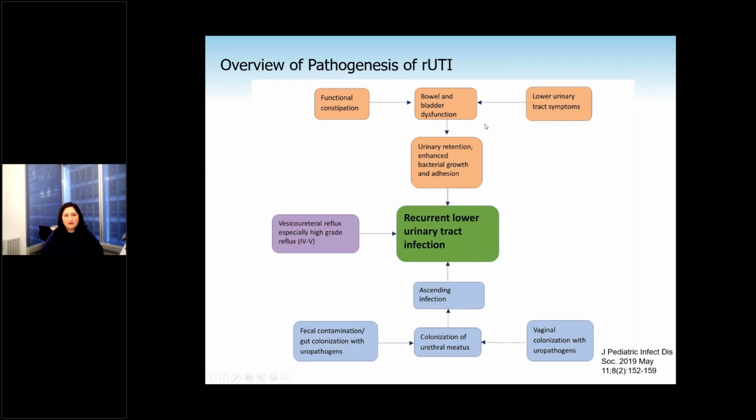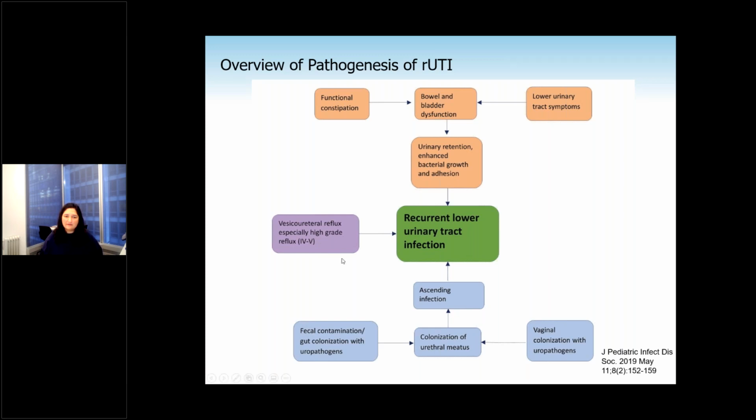You can have bowel and bladder dysfunction that might be because of either functional constipation or lower urinary tract symptoms, which are basically like burning or children who are not emptying their bladder appropriately. When there is urinary retention because of bowel and bladder dysfunction, that enhances the bacterial growth and adhesion of bacteria to the bladder wall epithelium. Urine is an excellent growth medium for bacteria. So any retained urine over time will increase the risk of recurrent infections as well.